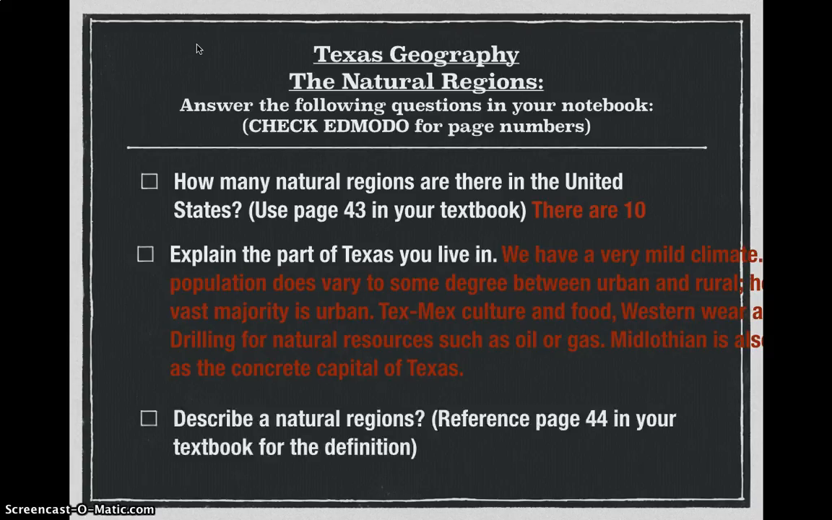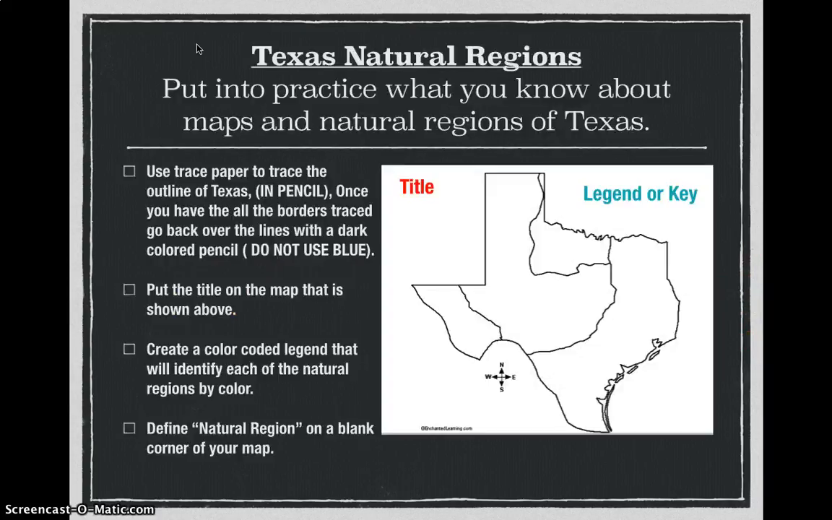All right, the last thing you should have done is describe a natural region. Reference page 44 in your textbook for the definition. Again, if you don't want to have the textbook on there, you could use the PDF copies I posted to Edmodo. All right, now we're going to actually move into looking at Texas's natural regions and where they fall into place. Because Texas is obviously a big state, so breaking it down into regions like this is going to help us get a better understanding of the people, the climate, everything like that.